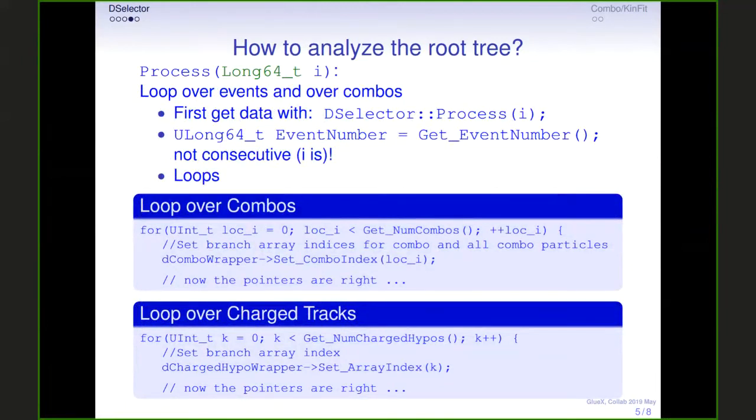Now, the main part of the code where you do your analysis is in the method process. And the argument it gets is a long int, and that just represents the event number, so to speak. So for example, you can ask, how did I do that?